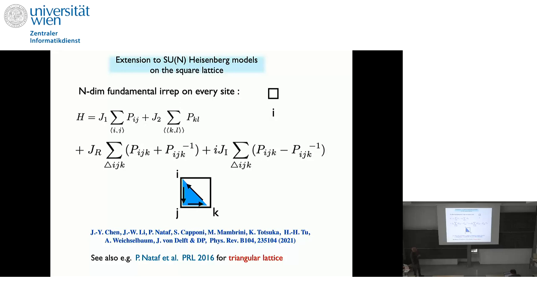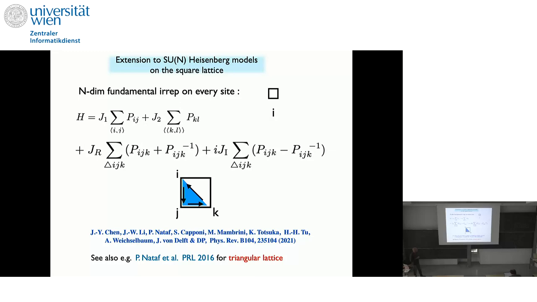Then the J1, J2 terms are just translated into two-site permutations. And the chiral perturbation is now a permutation on the triangles, on every triangle I can make on my lattice. Each plaquette has four triangles, and I have this three-site permutation on every one, with a real part and an imaginary part that breaks time-reversal and P symmetry.